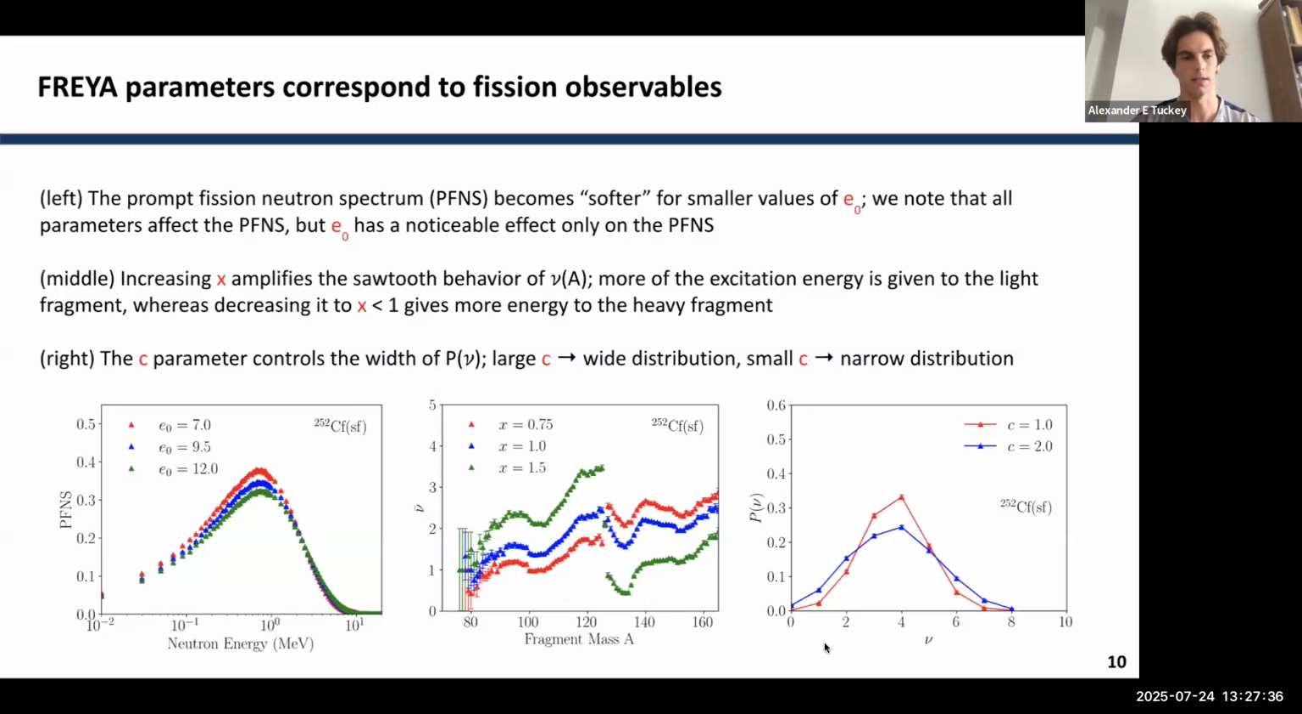And then finally on the slide here, the C parameter determines the width of the neutron multiplicity distribution. So for smaller values of C, we are perturbing the average excitation energy of the fragments by a smaller amount. And so they have less energy available for neutron emission. And so they'll emit fewer neutrons on average. And you can just flip around what I said for large values of C to explain why the distribution becomes wider.